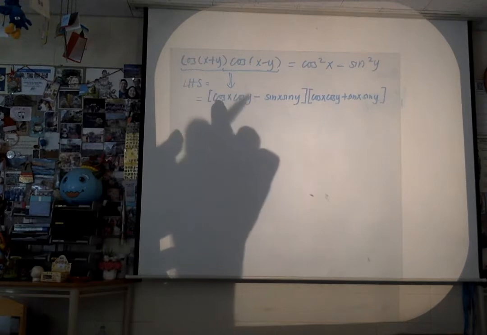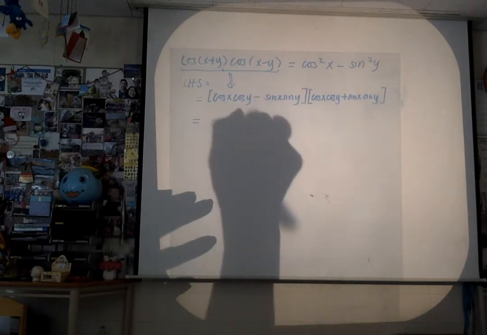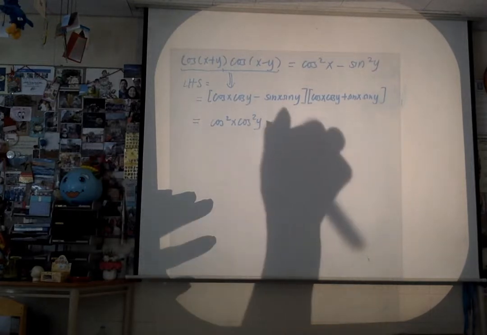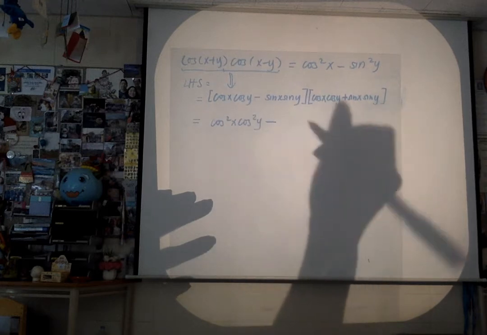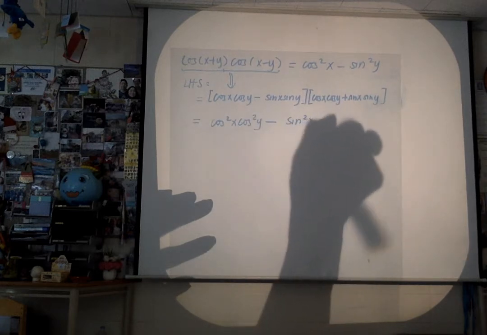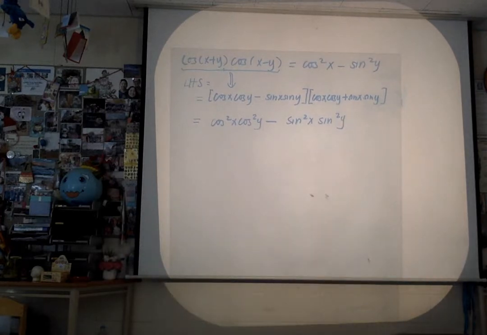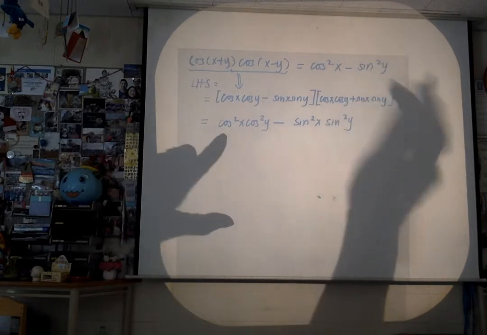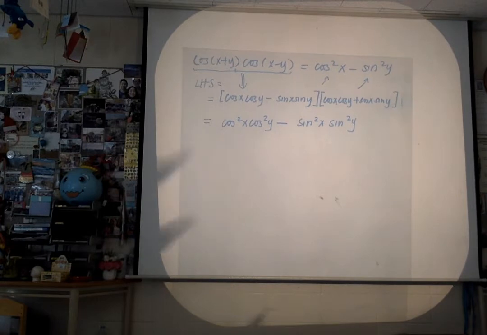And what I'm going to do is multiply this. Distribute. So I get cosine squared x, cosine squared y, minus, but it's a minus b times a plus b, so it's going to be sine squared x, sine squared y. Then what happens? You're like, but that doesn't look like that. But remember, you need one cosine squared and you need one sine squared. Keep your eye on the prize.